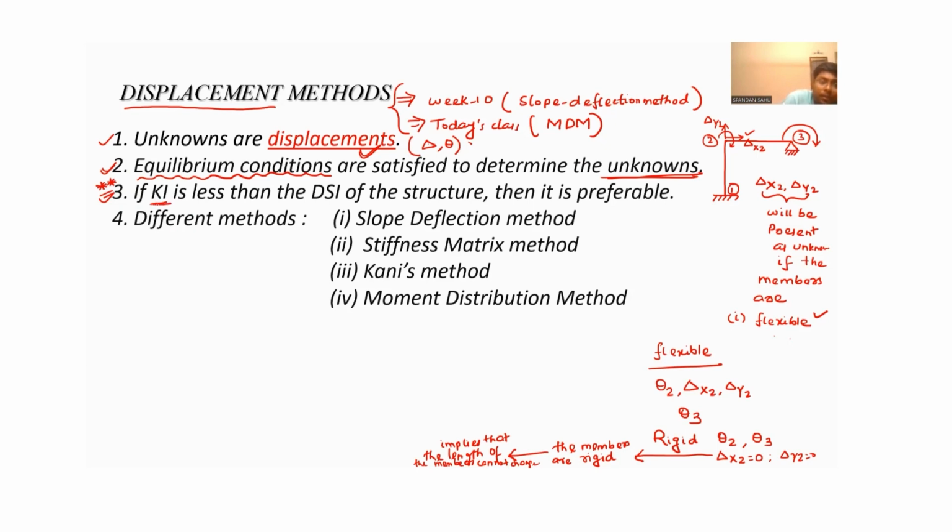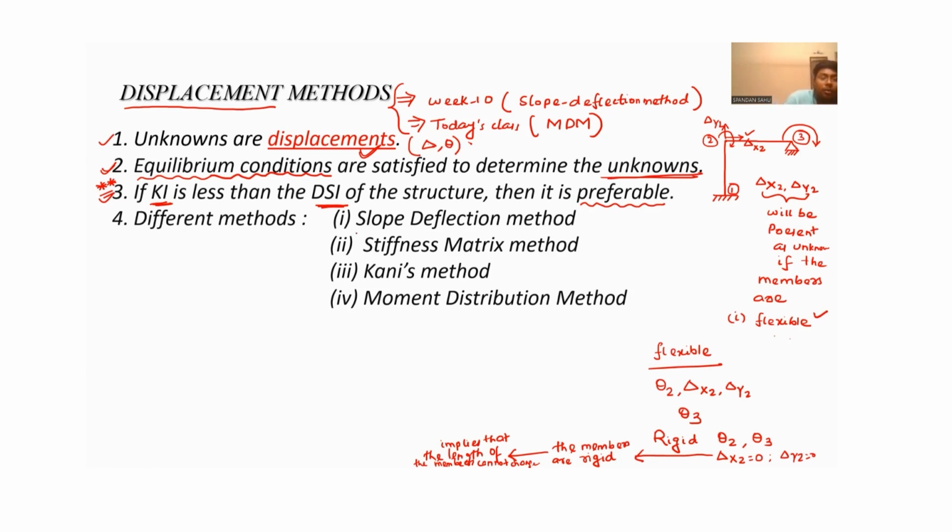If Ki of the structure is less than the Dsi of the structure, then displacement method is preferable. It is not hard and fast that only if Ki is less can you apply displacement method. Force method can be applied, but it will be cumbersome because of the larger amount of unknowns present in the problem.